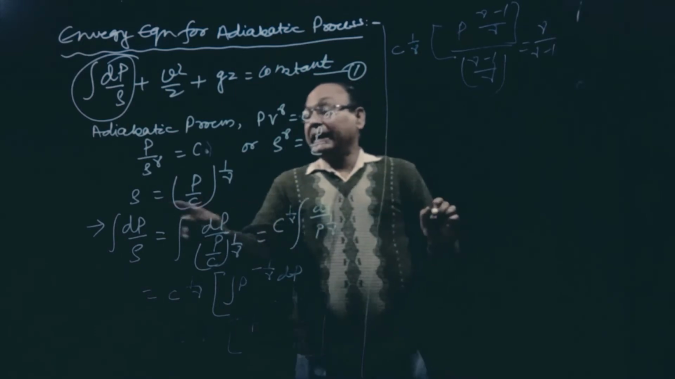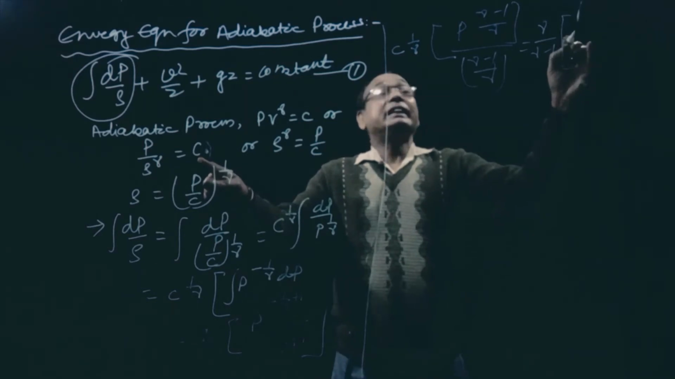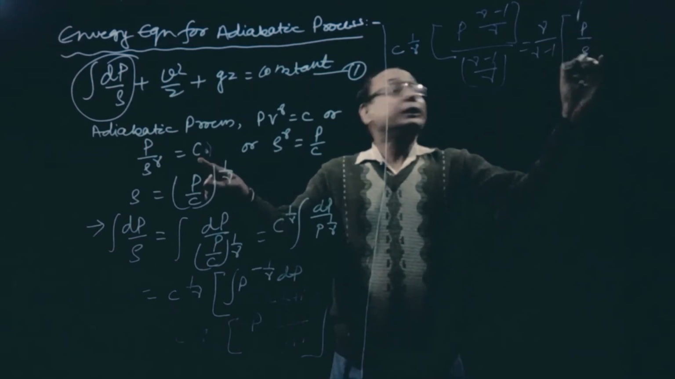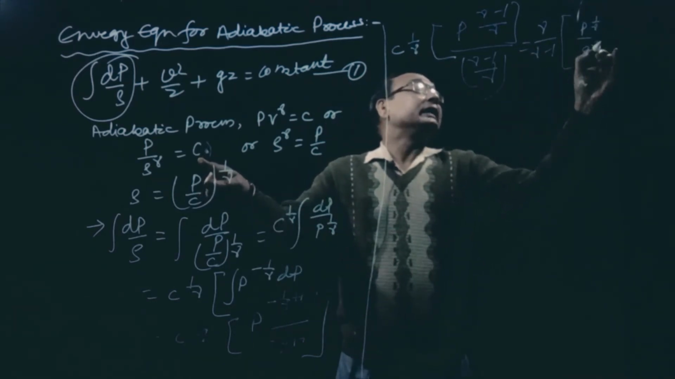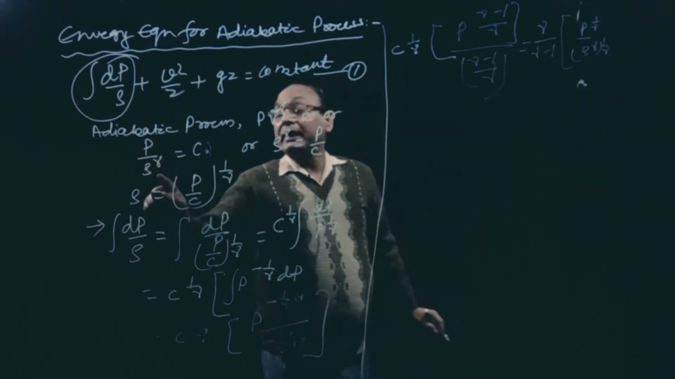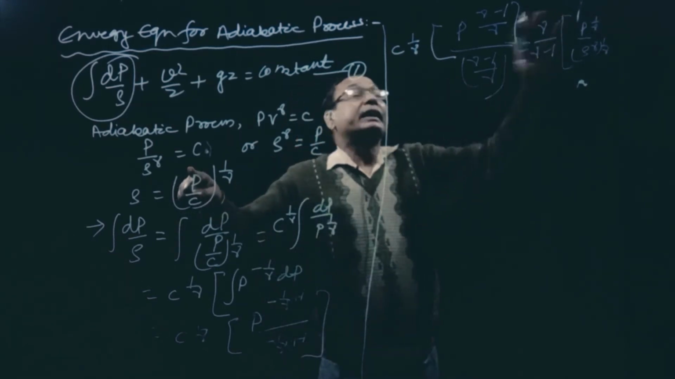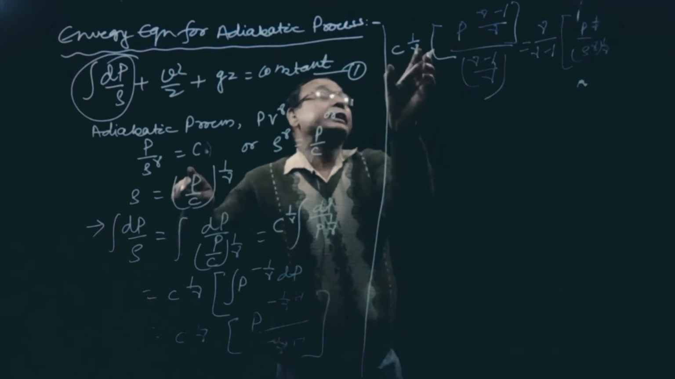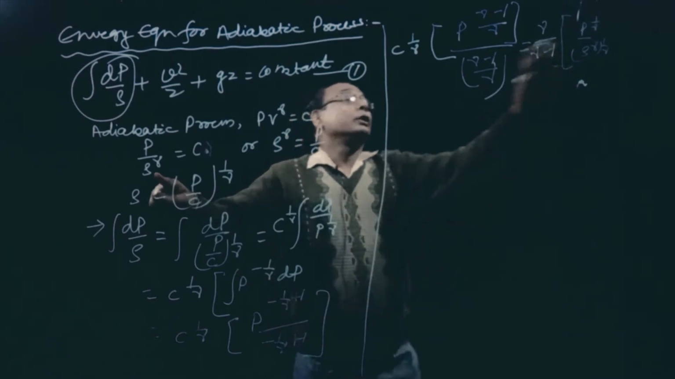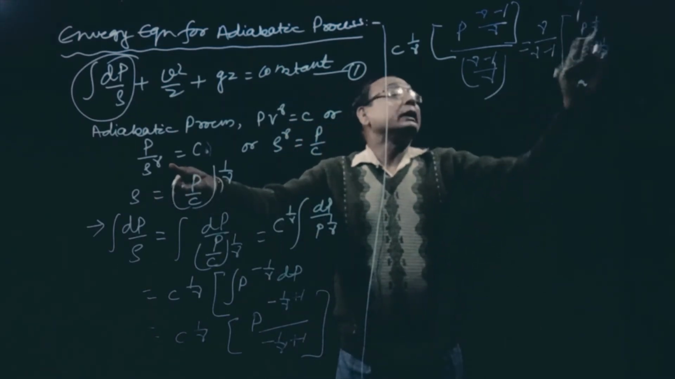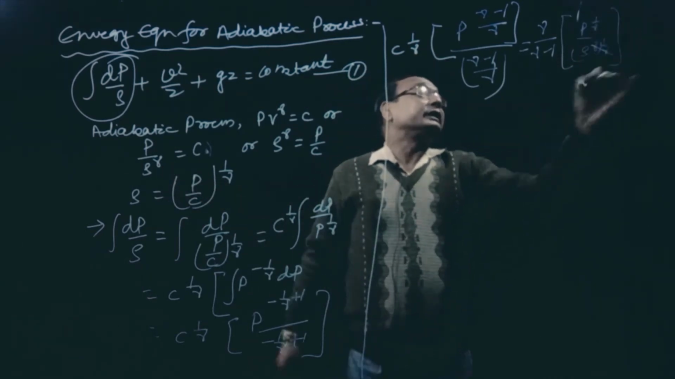C is nothing but P by rho to the power gamma, because P by rho to the power gamma is equal to C. So here we have to put 1 by gamma. I have taken this in the numerator and multiplied by C to the power 1 by gamma. So C is nothing but P by rho to the power gamma, so this is P to the power 1 by gamma divided by rho to the power gamma by gamma into gamma. So this will be like this.